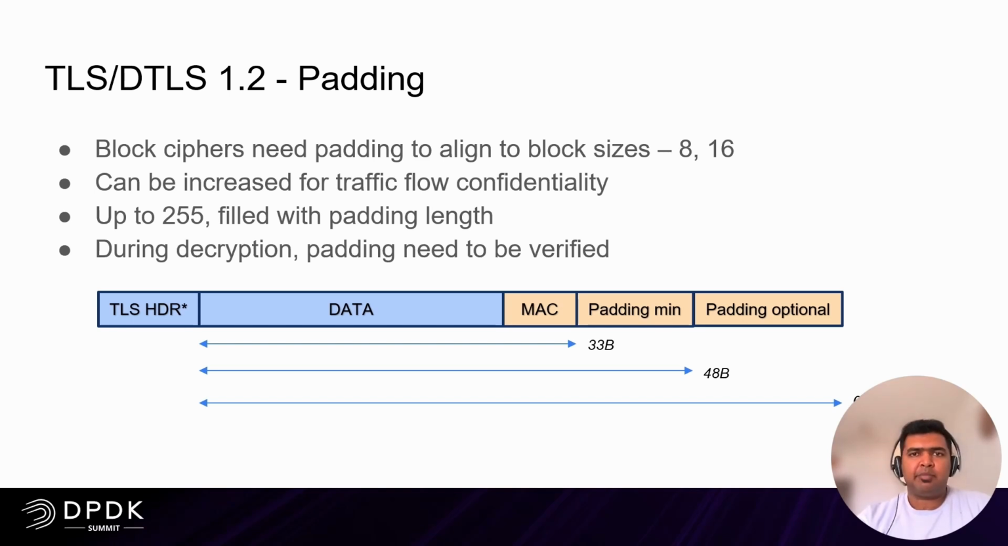The total padding can be up to 255 only. TLS follows a simple padding scheme where each padded byte will have the length of the padding. This actually limits the max padding to 255. To summarize, we could have a few extra bytes of data to be encrypted. If we assume that the data plus MAC is like 33 bytes, then the minimum padding can result in the packet growing to 48 bytes. And if the TLS implementation wants to hide the original packet length, it can add some more padding and make the packet size 64 bytes.